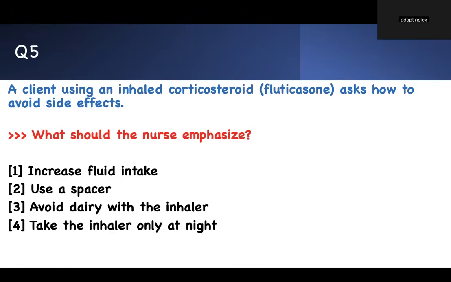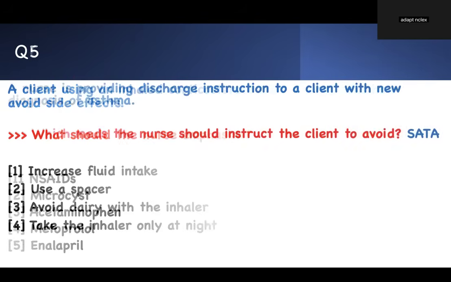Fluid has nothing to do with the steroid. It has no correlation with that. The only thing that helps deliver the steroid is a spacer. You can use the spacer or not. If I use the spacer, it's going to concentrate the medication and get enough into the lung to help with symptoms. Therefore, that one is more important than avoiding diarrhea with the inhaler. It does not answer the question of whether it makes it effective, and there's no correlation. Take the inhaler only at night. You're supposed to take it twice a day. Therefore, 4 is wrong. Number 2 is the right answer.